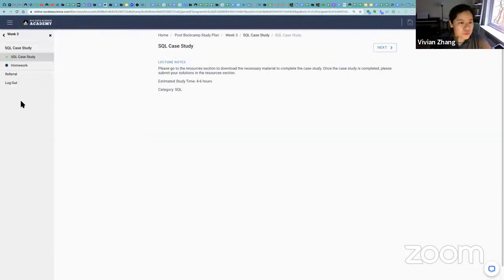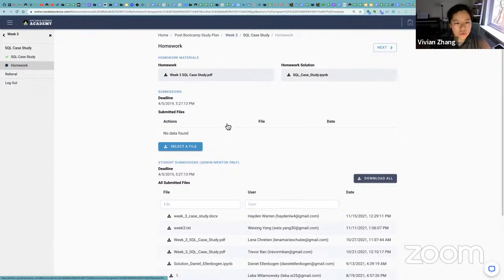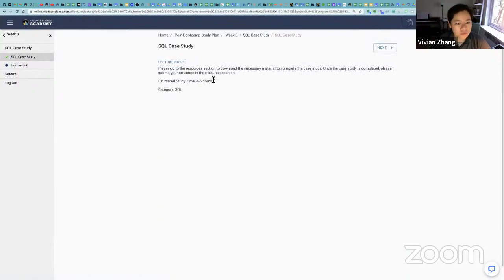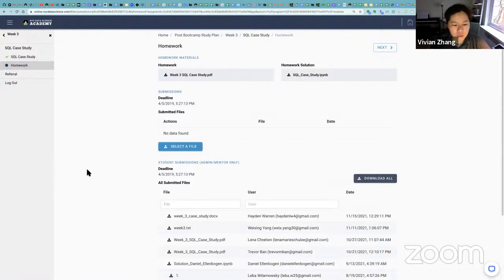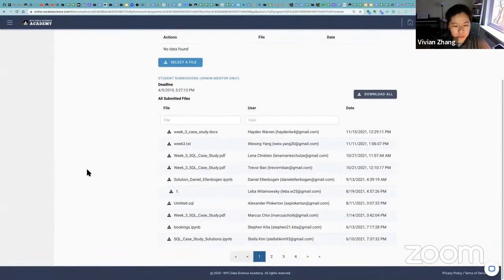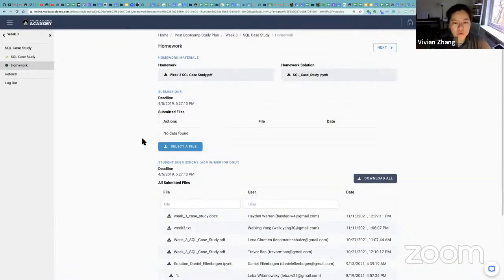Let's move to week 3. In week 3, the case study is centered on SQL. You get to see booking data, how people book their ticket, and you are going to solve it with SQL and send it back through the SQL code challenge. And the same thing, once you upload, you get to see the solution.